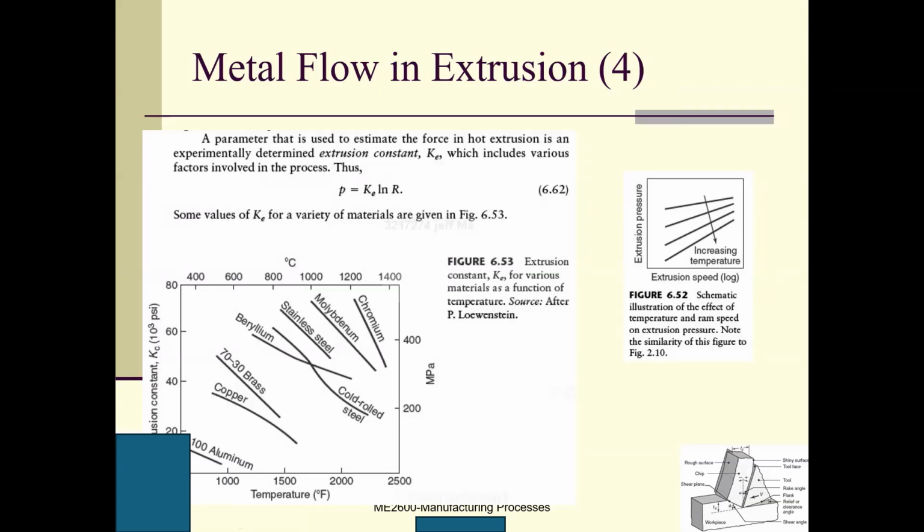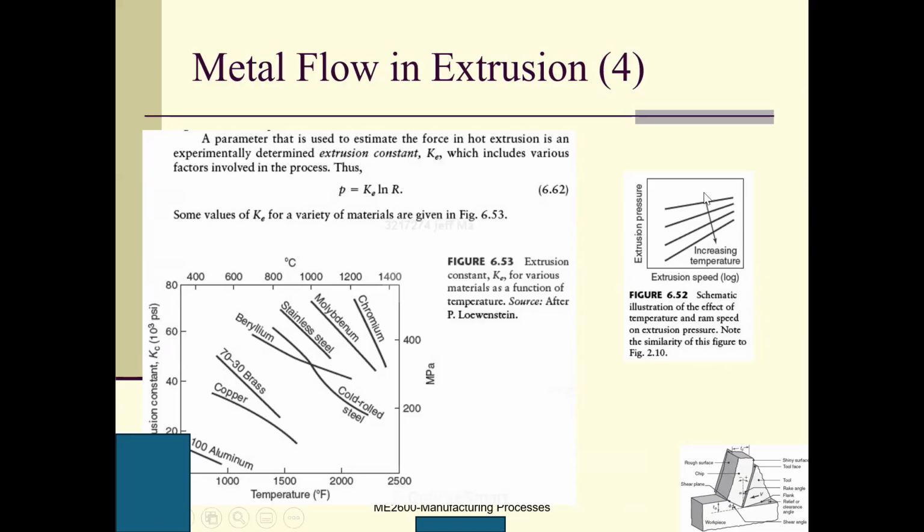Usually when we extrude something, we want the material to flow slowly, but in order to improve productivity, or for any other reason, we may want to extrude very, very quickly. If this is the case, you definitely need more energy. So this is the logarithmic diagram. As the extrusion speed increases, the needed pressure increases, that is, more energy is needed.